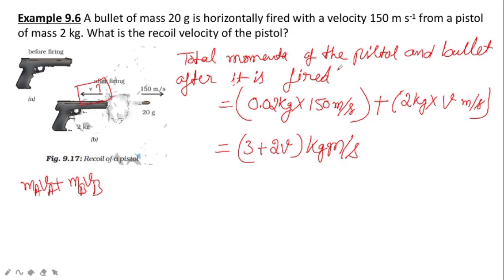So the total momentum of the pistol and bullet after it is fired is equal to 3 plus 2V into kg meter per second. So now what we have to do? We said that total momentum, that is MA into UA plus MB into UB, is equal to MA into VA plus MB into VB. That means total momentum before firing is equal to the total momentum after firing. That means we have to equate them. So we will take it.